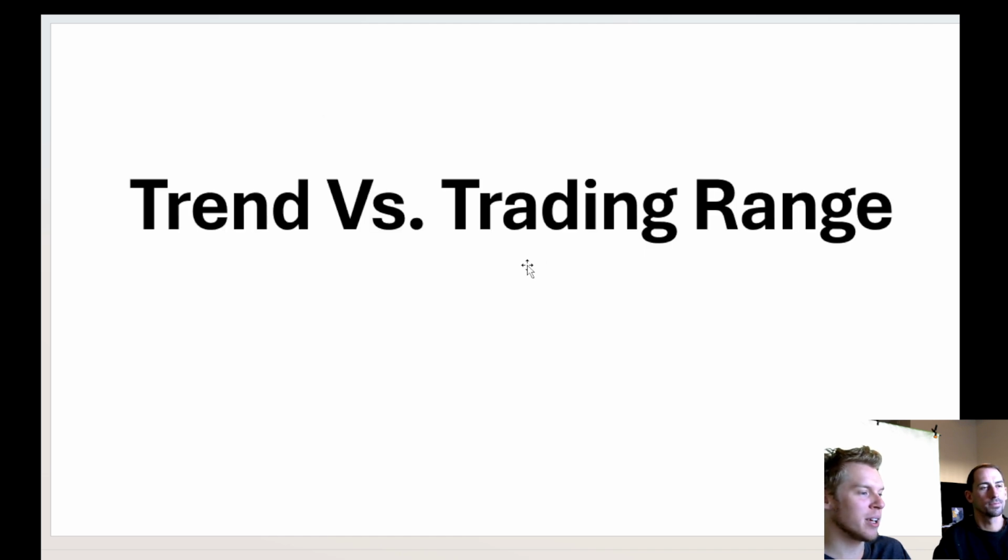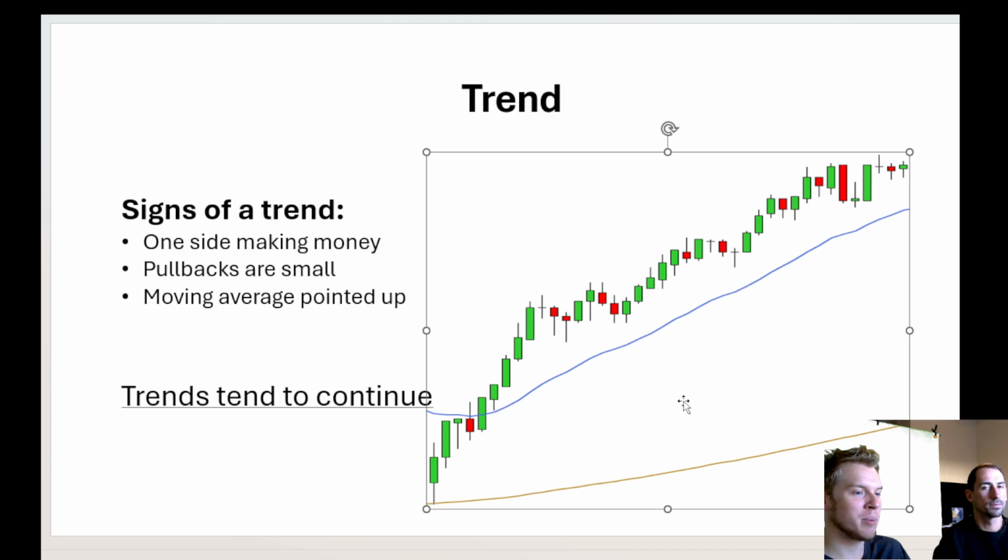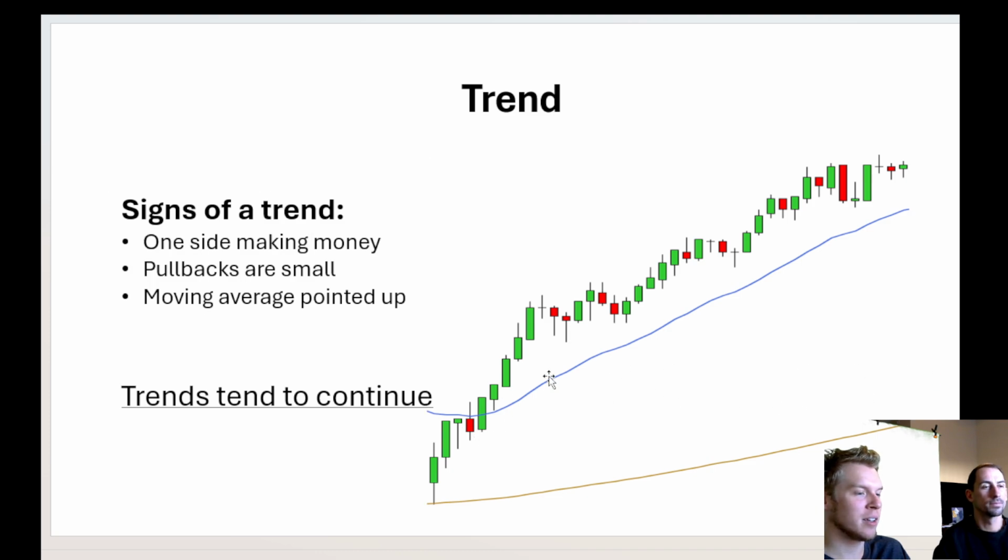So two critical things in trading. The market is either in a trend or it's in a trading range. This is an example of a trend. It's basically where the market's going in one direction. And I see here, one side is making money. Only people that are buying are making money. People that are trying to short the market, or make money by going down, are having difficulty. It's really hard for someone to short and to make money.